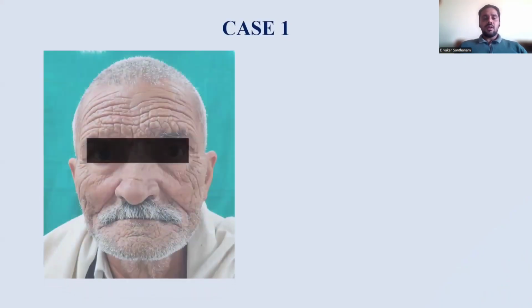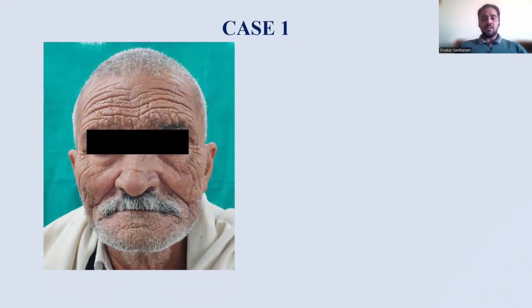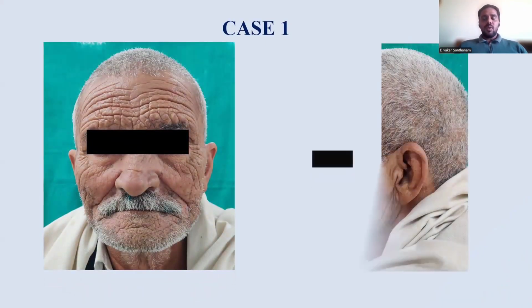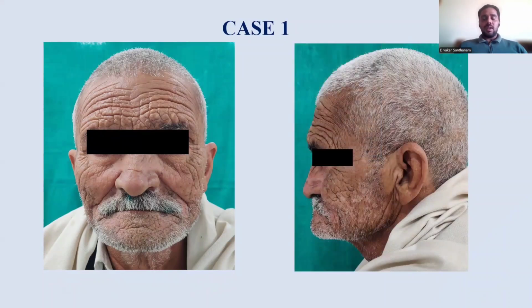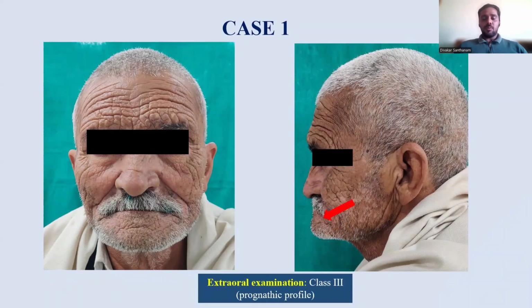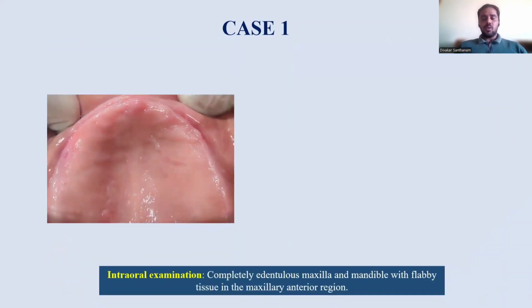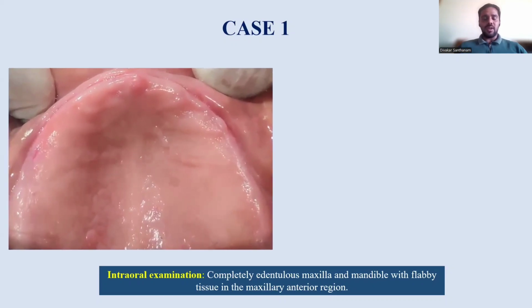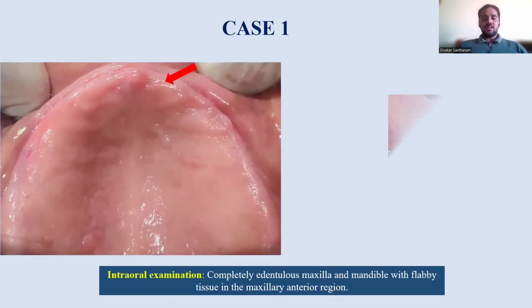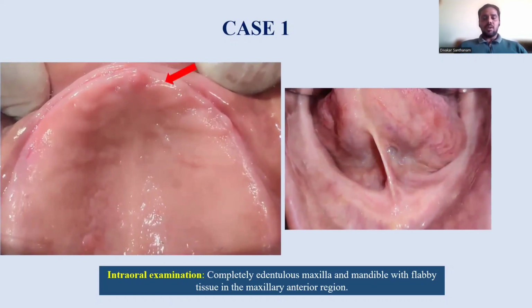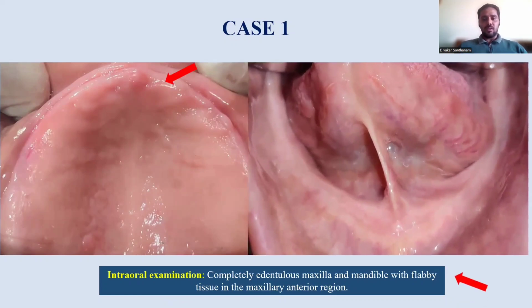So first case, an 85 year old female patient reported to our department. When we view the extraoral lateral view of the patient, we can appreciate a prognathic profile. So this is class 3 for this patient. Then when we examine intraorally, the completely edentulous maxillary and mandibular arches can be found. But the maxillary anterior region has slight flabby tissue and the mandibular ridge is completely resorbed in this case.